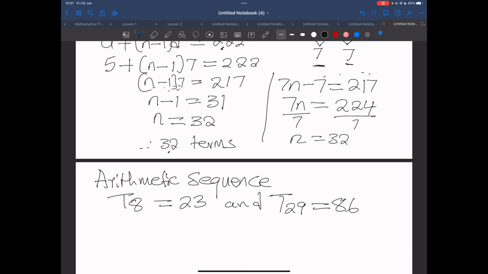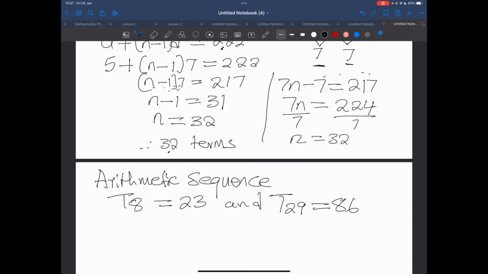And we want the sequence. In other words, we want terms 1, 2, and 3. So we want to calculate the first 3 terms. So this is another example of where we are going to use our general term.